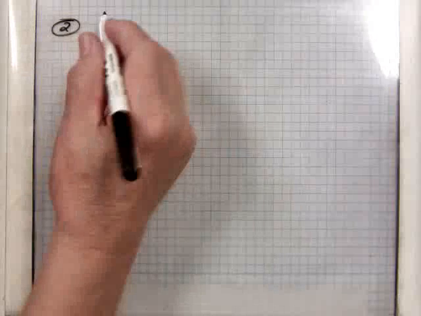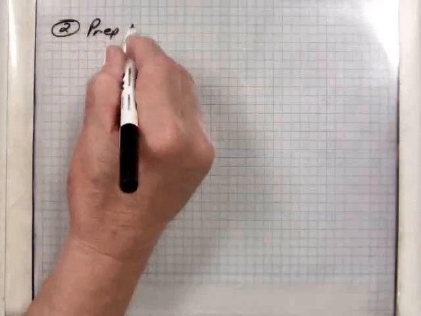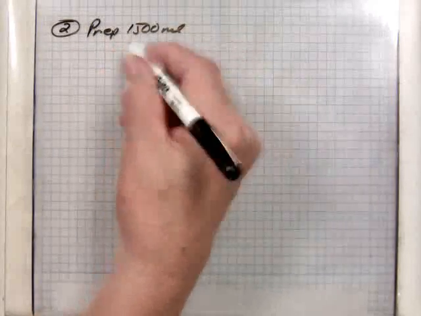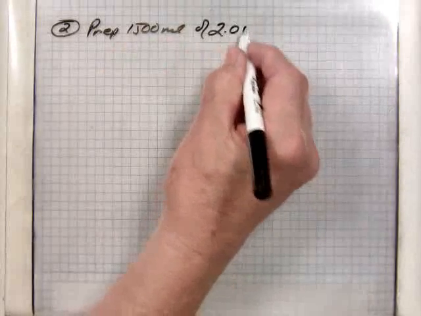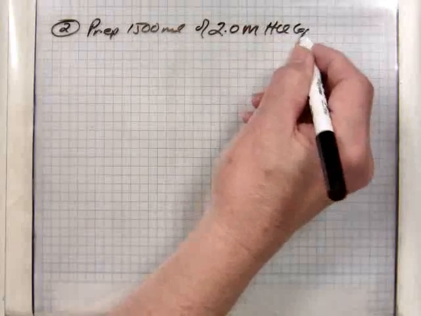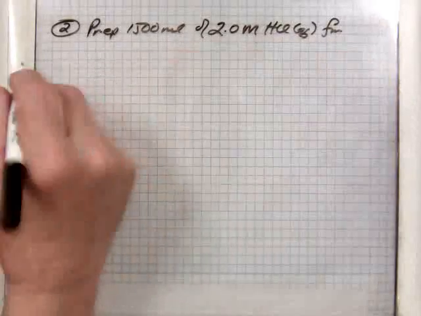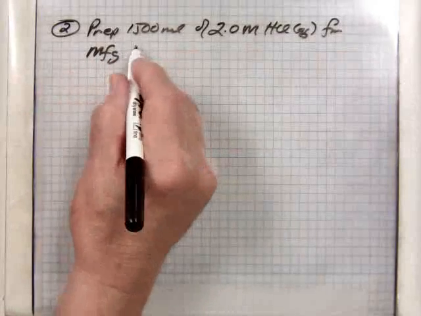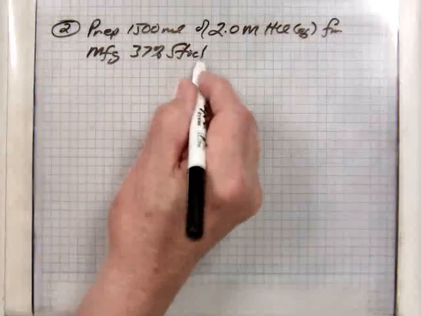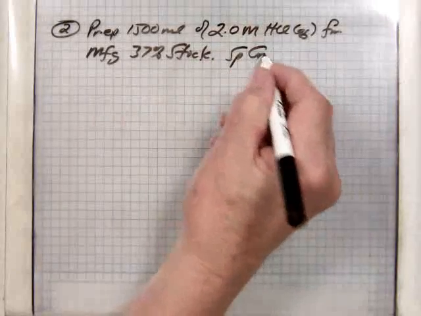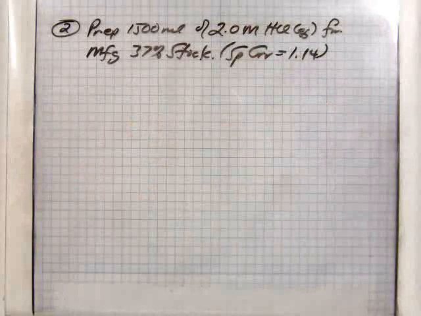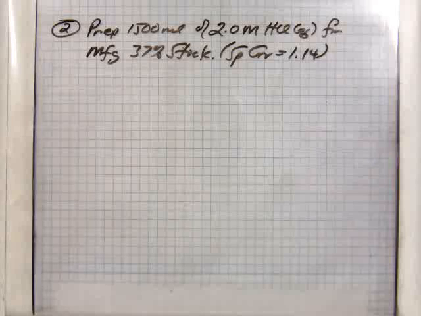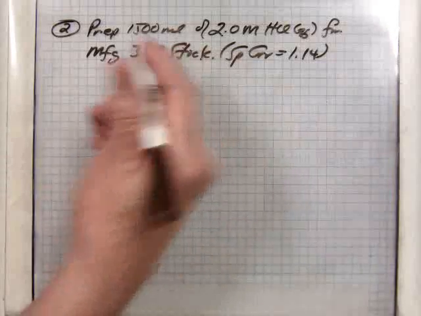And it says prepare 1,500 milliliters of 2 molar hydrochloric acid from a 37% active solution that's got a 1.14 specific gravity. So we're going to prep 1,500 milliliters or 1.5 liters of 2 molar hydrochloric acid solution from manufactured 37% stock. Okay, specific gravity is 1.14. So how do we do that? The question is, what volume do you need of the concentrate to dilute to the needed volume, 1,500 mils.